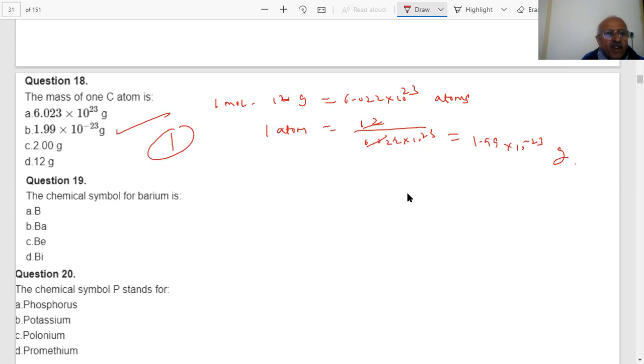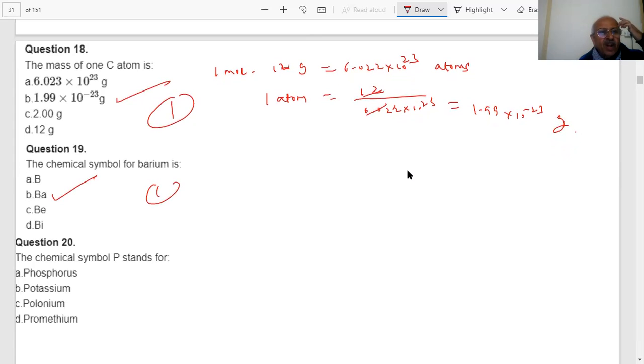Next, the chemical symbol for barium is? B part, Ba. Okay, correct. Next question, the chemical symbol for phosphorus stands for P. P stands for? Phosphorus. A part. Okay, that is the correct answer.